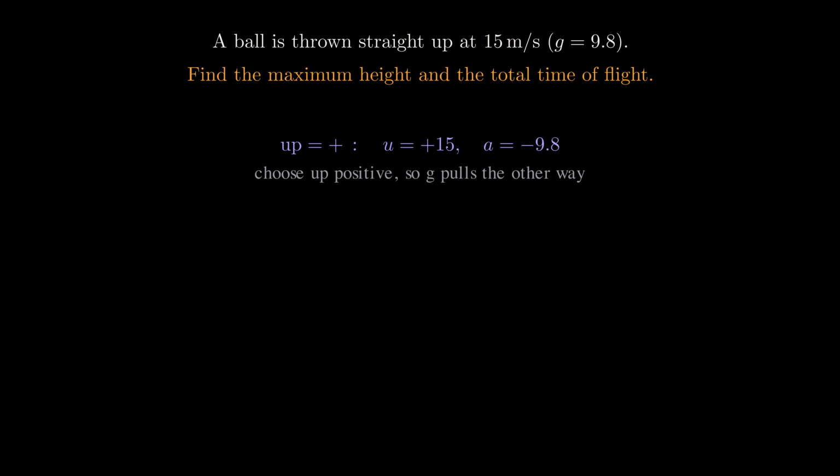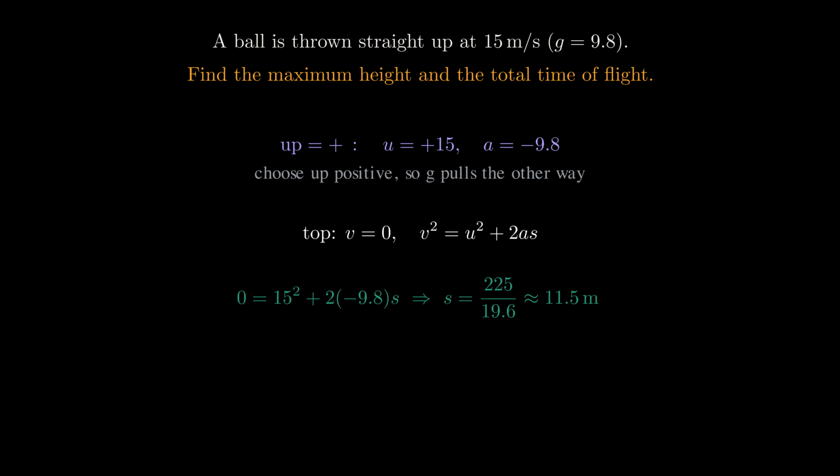At the highest point, the ball is momentarily still, so v is 0. Use the no time equation. v squared equals u squared plus 2as. 0 equals 15 squared minus 19.6s, giving 11.5 meters.